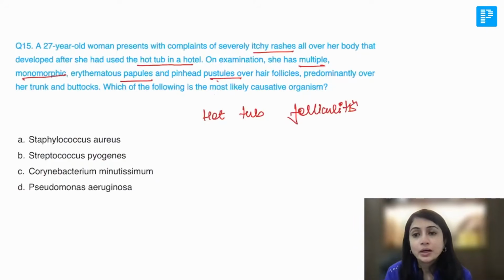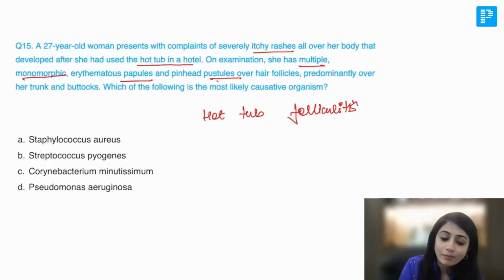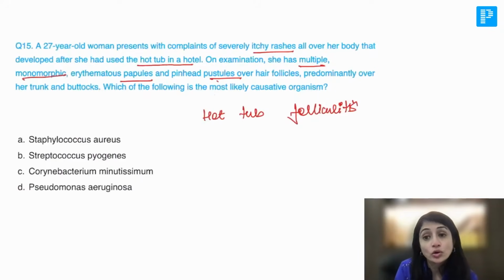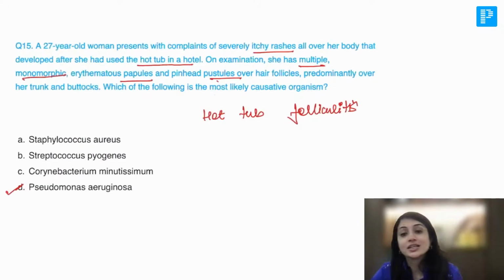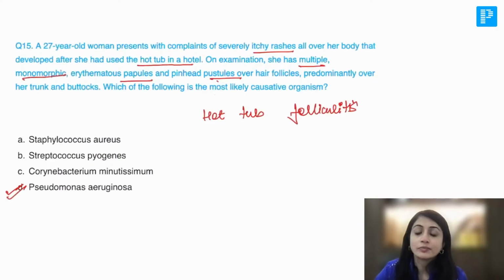You take a bath in a public place, in a jacuzzi, in a hot tub in the hotel, and you develop multiple monomorphic papules or pustules over the hair follicle. This is called hot tub folliculitis, and the causative agent is Pseudomonas aeruginosa. So it is a bacterial infection caused by Pseudomonas, and the term for it is hot tub folliculitis.